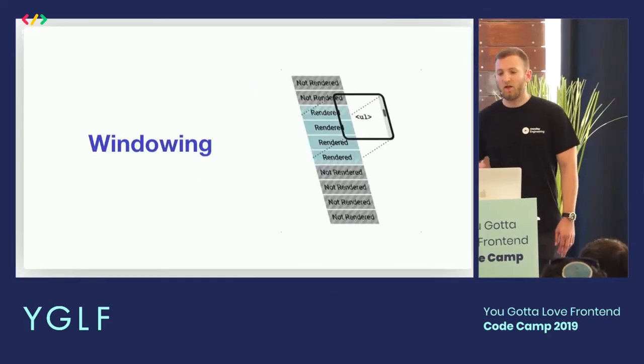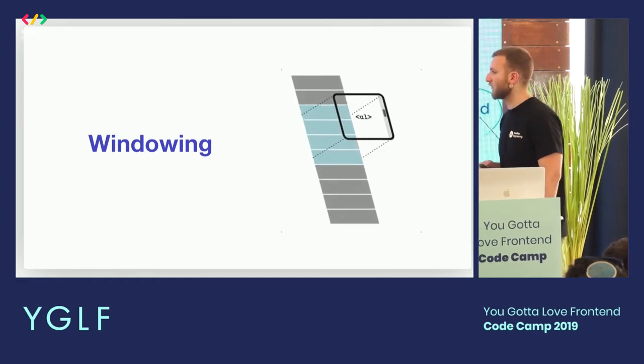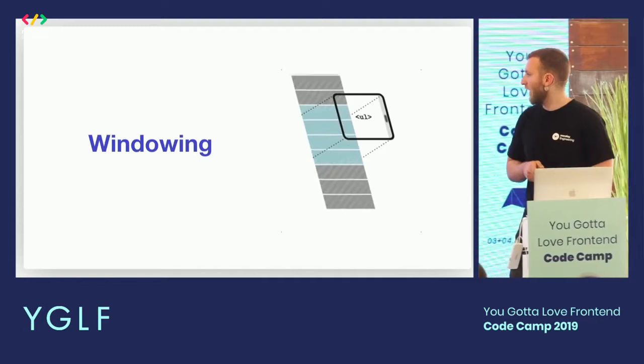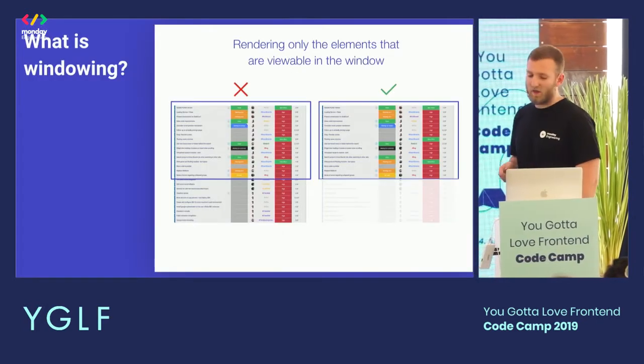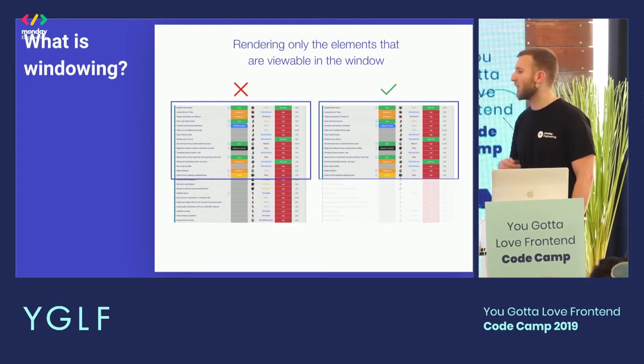So what we did, we decided to choose windowing instead of rendering the whole list. Windowing is a concept that gives you the ability to render only the visible elements on the screen.